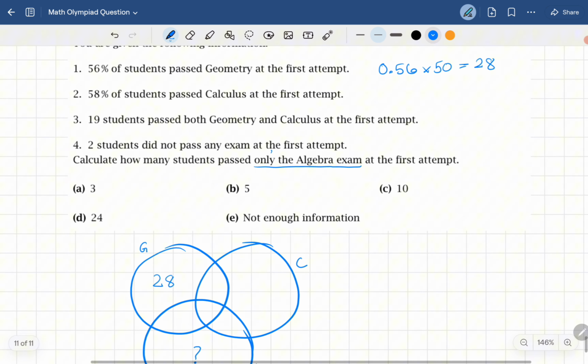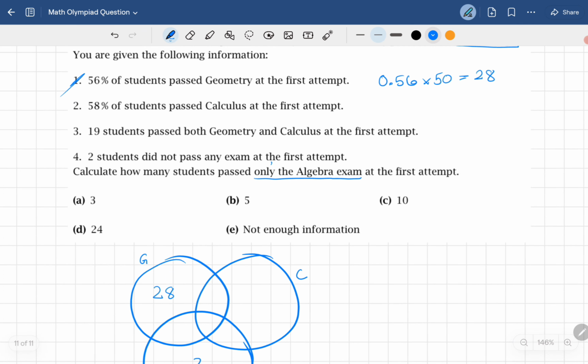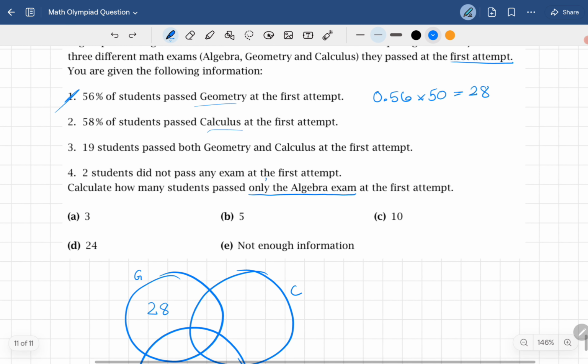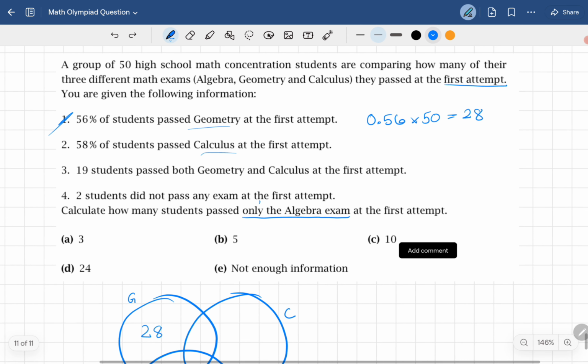Now moving on to statistic number 2. So we're done with statistic 1. Statistic number 2 states 58% of the students passed calculus at the first attempt. So this is somewhat like statistic number 1, except now they're talking about calculus instead of geometry. So it's going to go right there. Now, how do we find the actual number of students who pass calculus as an actual number, not a percentage?